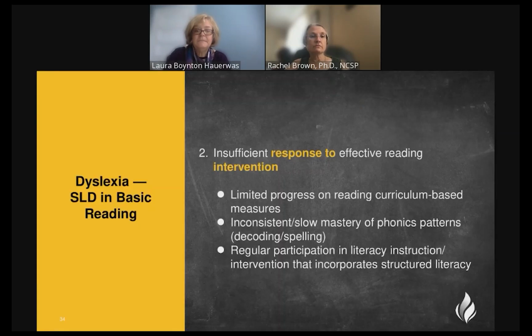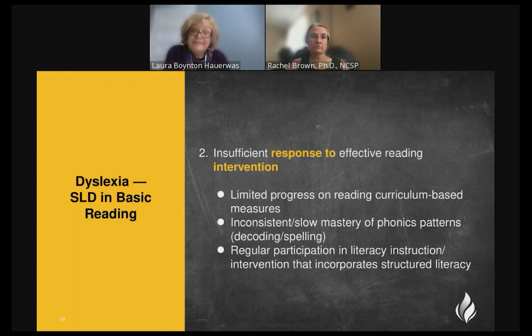In addition, students would be showing insufficient response to effective reading intervention. So what would we see there? We would see limited progress on reading curriculum-based measures. In kindergarten and first grade, that might be on a phonemic segmentation fluency measure. In first, second, third grade, we might be seeing that on our reading CBM.